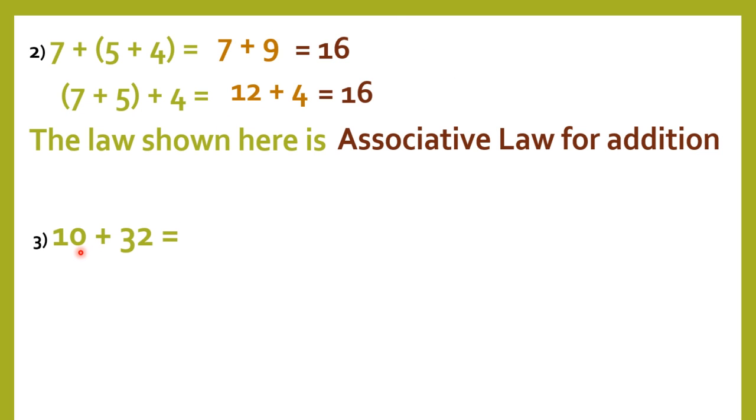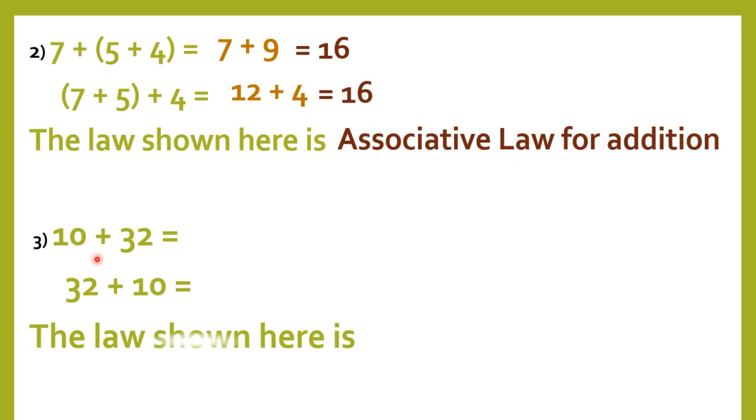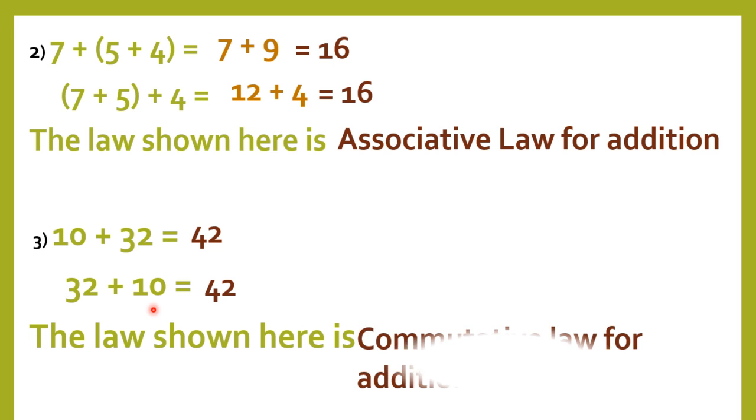Now the third one is 10 plus 32 is equal to dash and 32 plus 10 is equal to dash. It's very simple. First we solve it. 10 plus 32 is 42, and 32 plus 10 is also 42. And now we have to find the law. So it's simple, we just swap the number and the answers are the same, which means that this is the commutative law for addition.